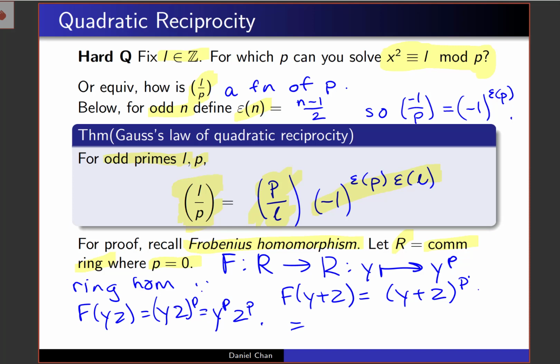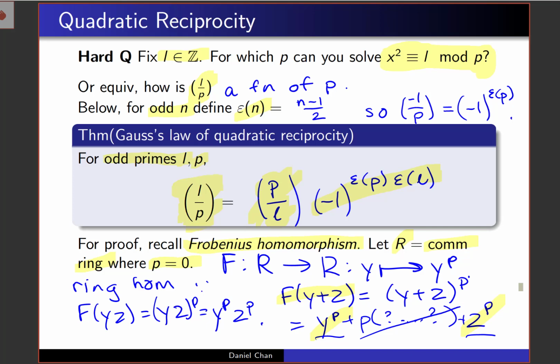In the non-commutative case, something really unfortunate is that you don't have this Frobenius homomorphism, because the binomial formula no longer works. But here you do, so you start off with the first term y to the P, and the last term is z to the P. This is F of y, and this is F of z, and then there are all these terms with binomial coefficients, which are all multiples of P. So there's P times something in there, and of course, those terms vanish. So you find that F of y plus z is just F of y plus F of z. This is an extremely important tool in the study of finite fields and number theory more generally.